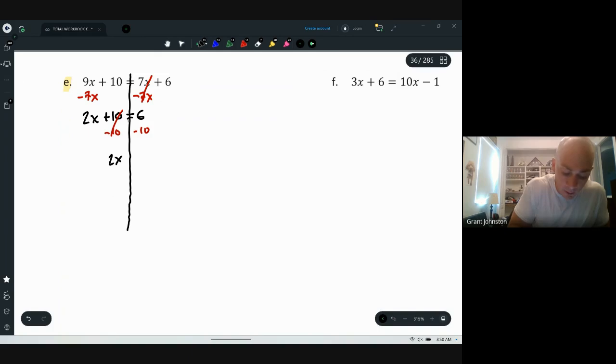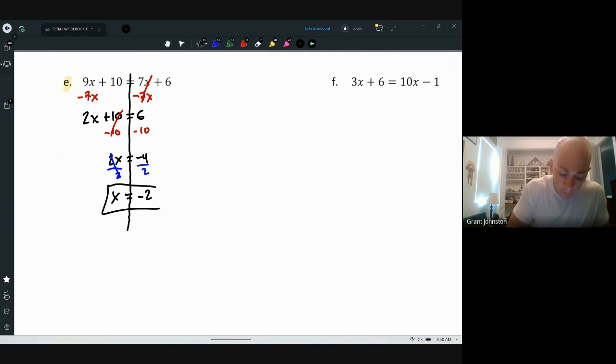So now I have 2x equals negative 4. Divide by 2. And now I have x equals negative 2 as my final answer.